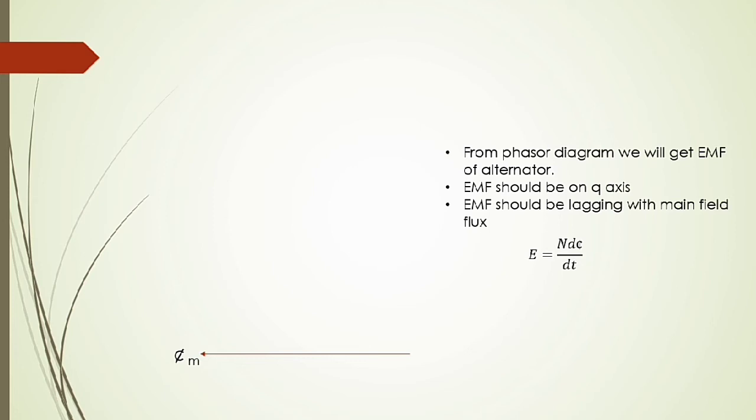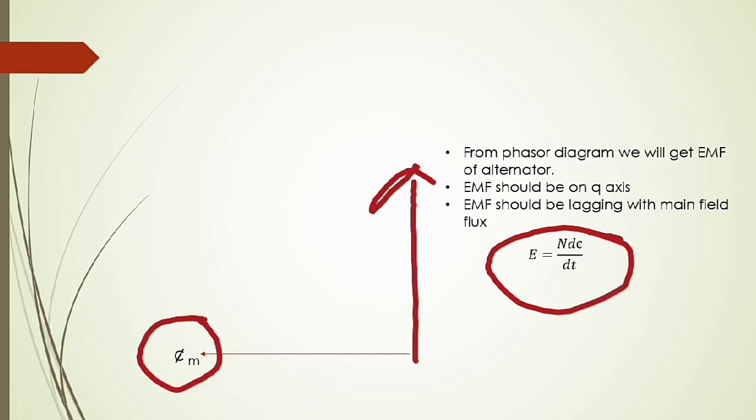Okay, so EMF should be, and the second thing you will have to keep in mind is that EMF always lies on the Q axis. That is the initial condition you should know. Then the second one is that EMF should be lagging with the main field flux, you know already. If this is the main field flux, then this one should be the EMF.